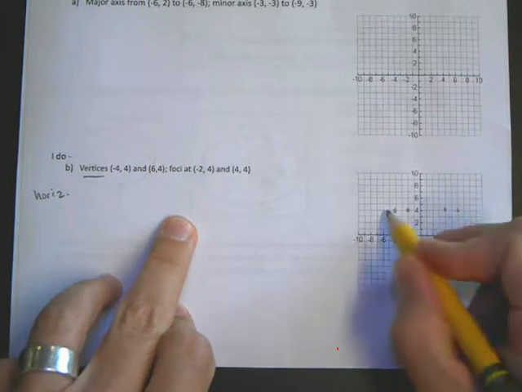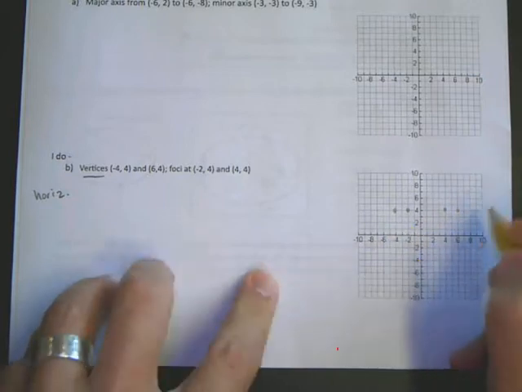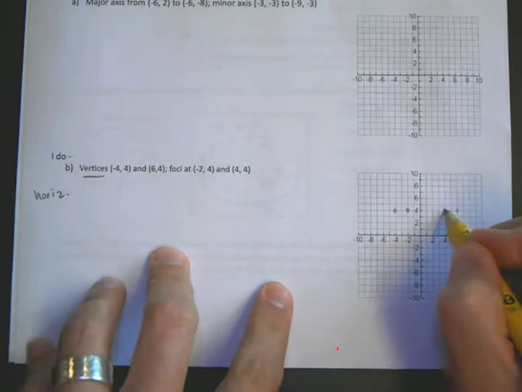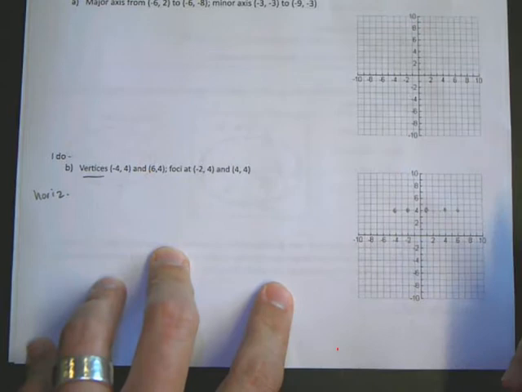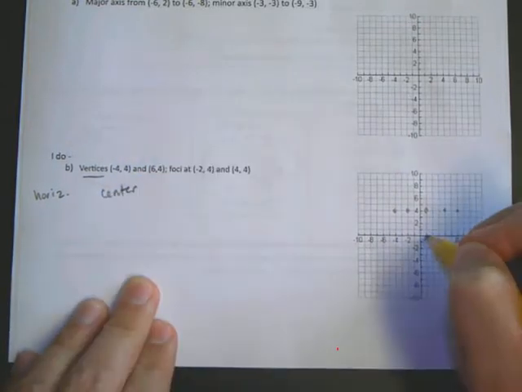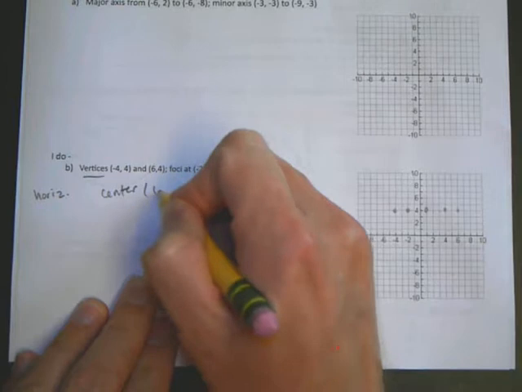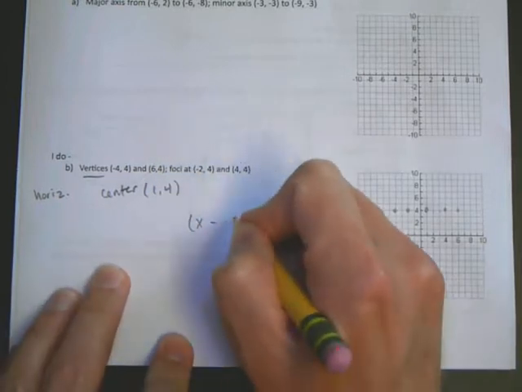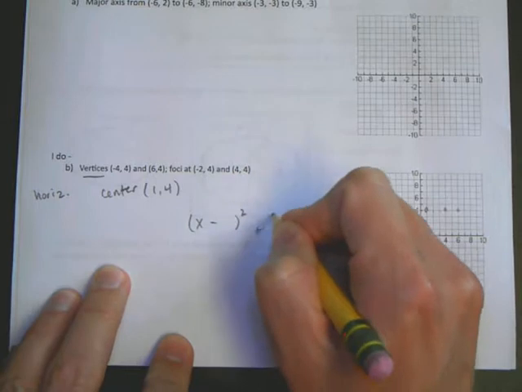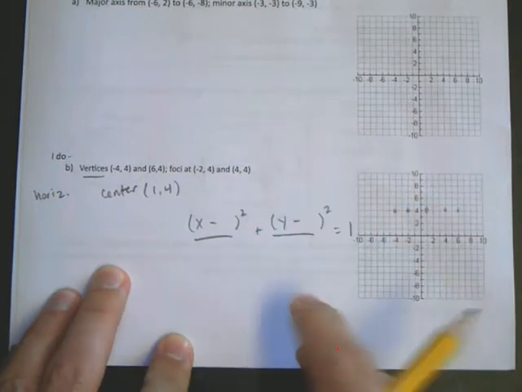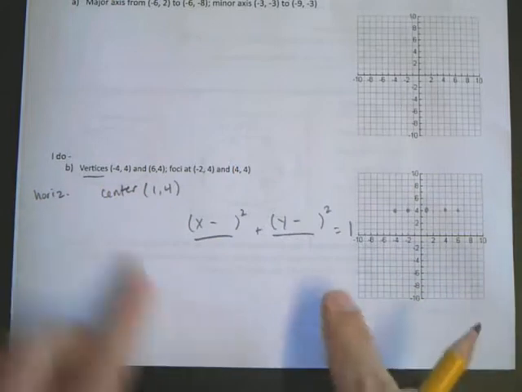The center is relatively easy to find. 1, 2, 3, 4, 5, 6. So half of 6 is 3. 1, 2, 3. That has to be our center, which is 1, 4. That's a big part of our equation. Watch how I do this. X minus blank squared plus y minus blank squared equals 1. This is the standard form. The center is 1, 4, so 1, 4.